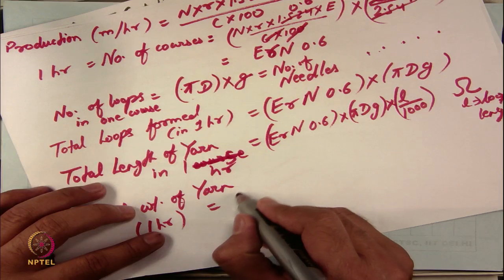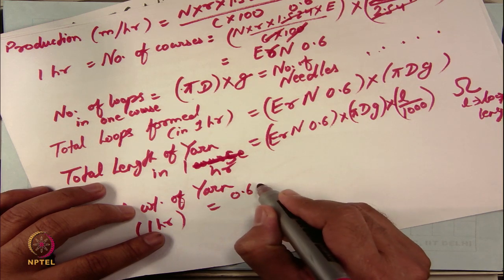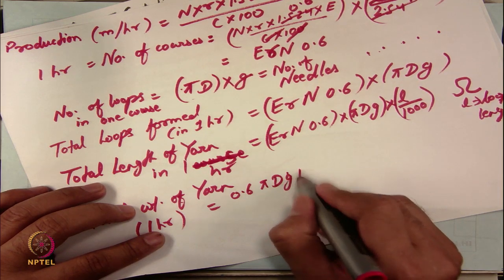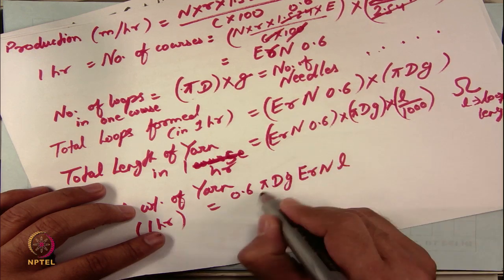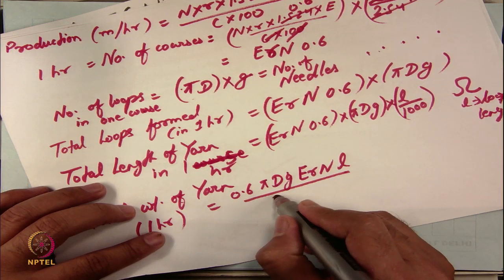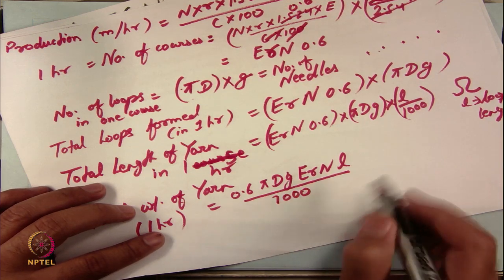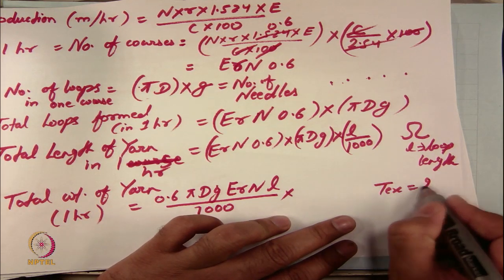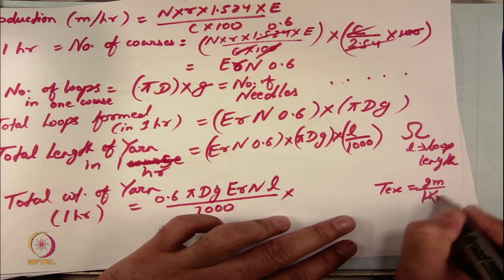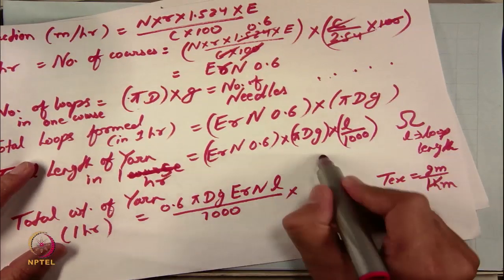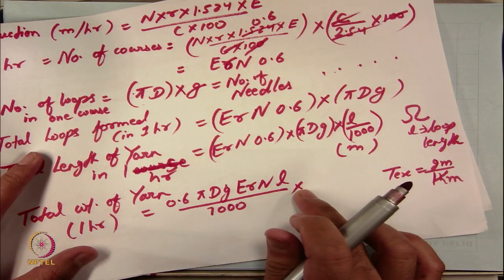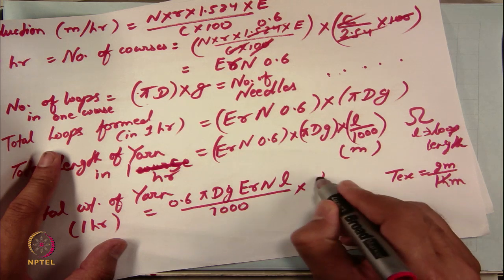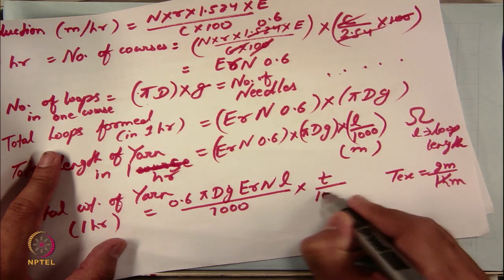For that, this will be 0.6 pi d g e r n l divided by 1000, and if you know the yarn tex, so tex is equal to gram per kilometer. So, this is the total length in meter. So, you can simply multiply this, tex is in gram. So, T is the tex divided by 1000 meter.